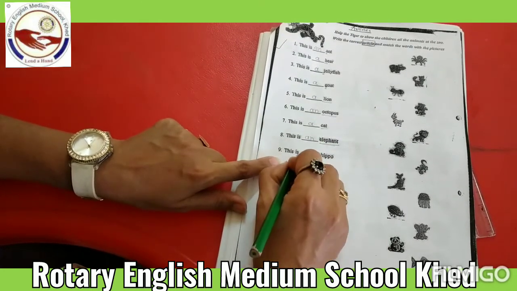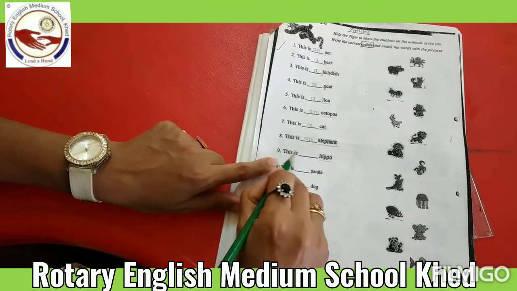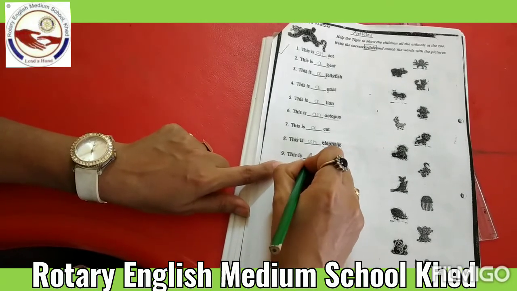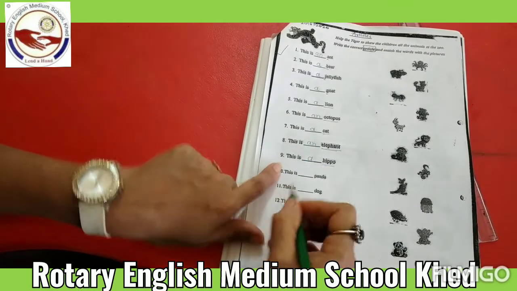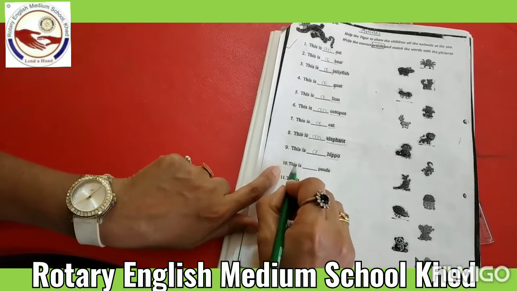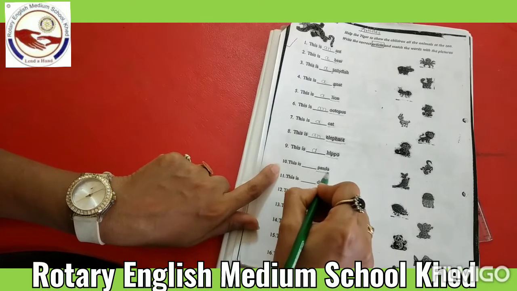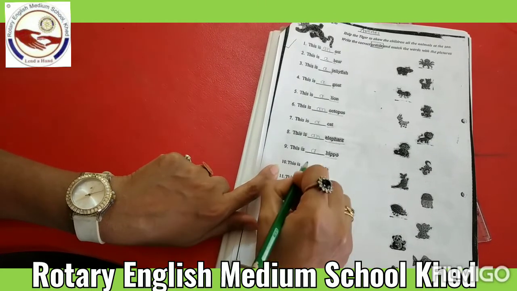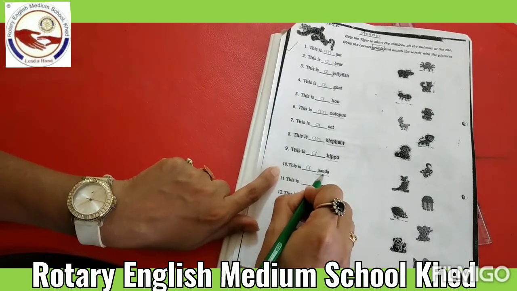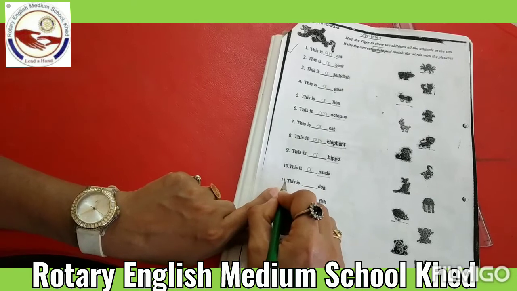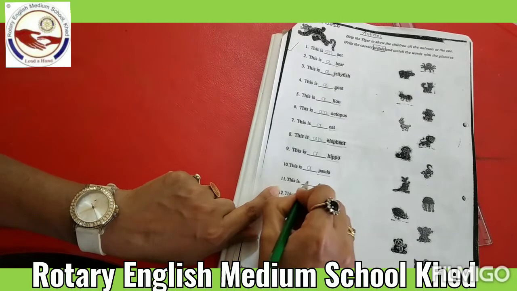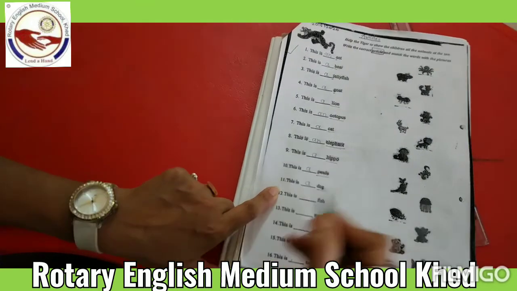Number 9. This is a hippo. H is a consonant. So here a will come. So this is a hippo. Number 10. This is a panda. P is also a consonant. So here use a panda. Number 11. This is a dog. So a dog. D is a consonant.